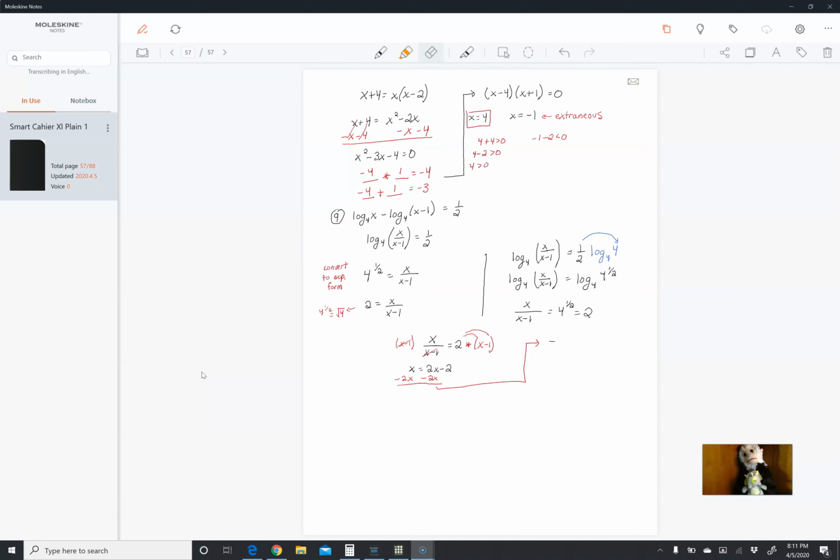So we wind up with negative x is equal to negative 2. We divide both sides just by negative 1. So x is equal to 2. Okay, and we're going to plug it in to both arguments. 2 is greater than 0. 2 minus 1 is greater than 0. So this actually is a solution. Okay, last one.